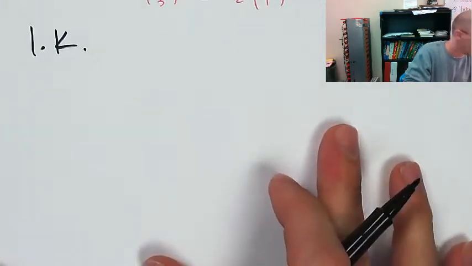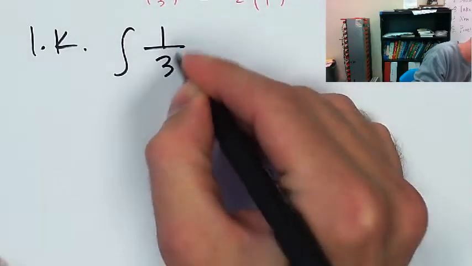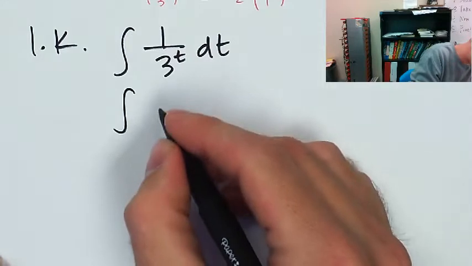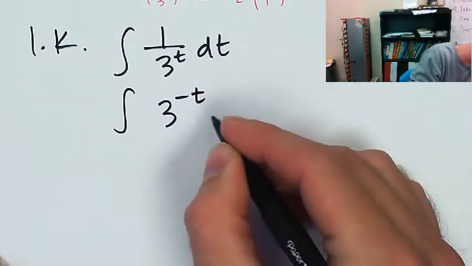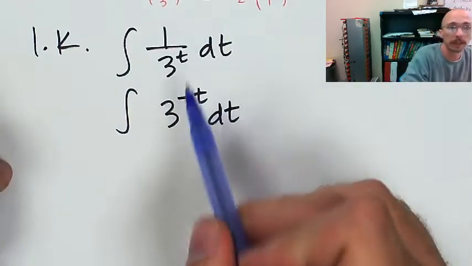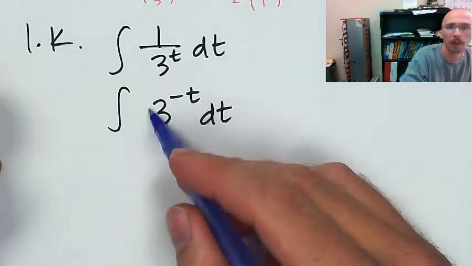1k is the integral of 1 over 3 to the t dt, the antiderivative. Okay, I'm going to real quickly rewrite that as 3 to the negative t dt. And so I know that this is going to need to be very similar to the antiderivative of 3 to the t, except I'm going to need to prepare for the chain rule with that negative.